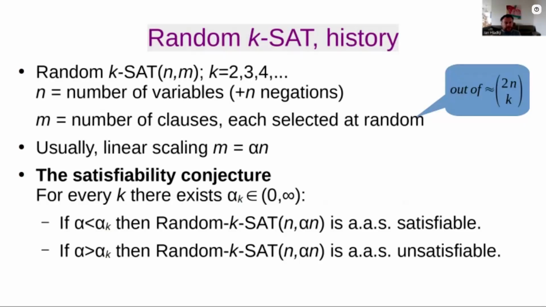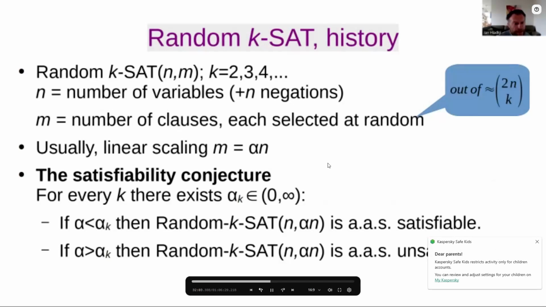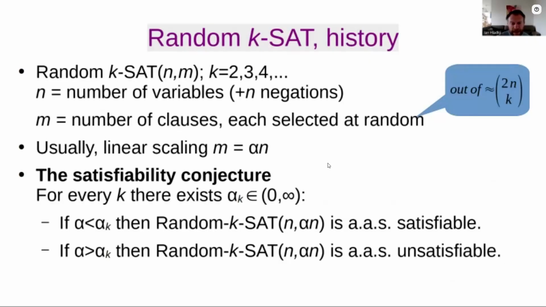This is something people have been looking at from at least the 1980s. And so what's the random model here? Well, you fix k, maybe 2, maybe 3, maybe 4, and you take all k-SAT formulas on n many variables. So you have actually 2n potential literals because every variable comes with its negation. And now you select some of them at random and include them connected by conjunctions into your formula. Okay, so the number of clauses you take is m, and typically m is some constant times n. And the most important problem in this area is the so-called satisfiability conjecture.